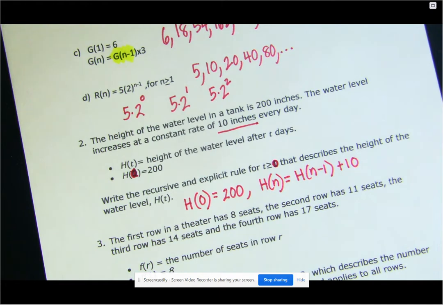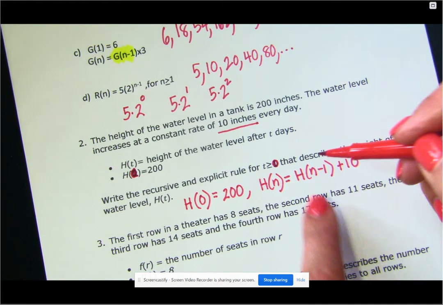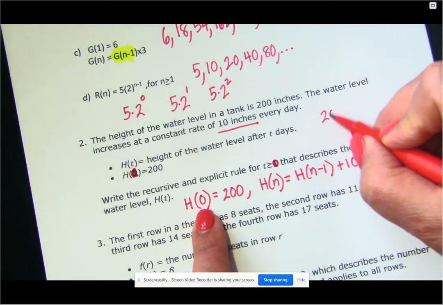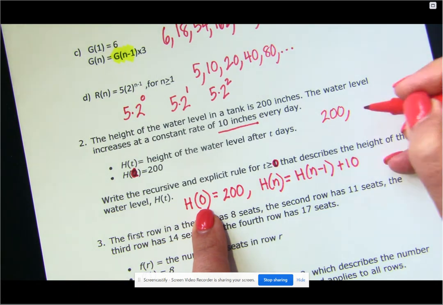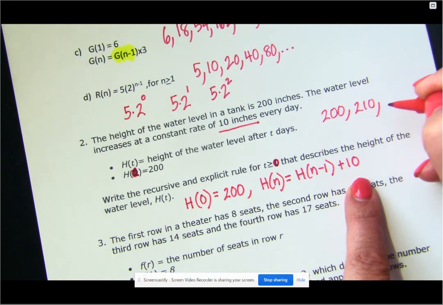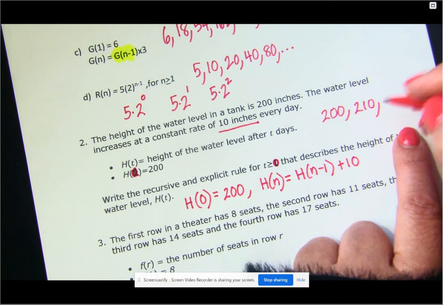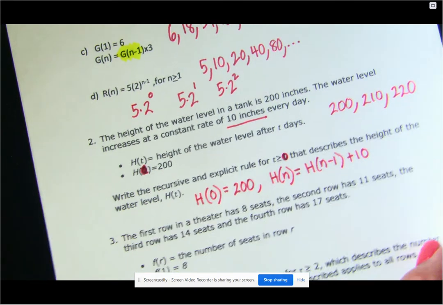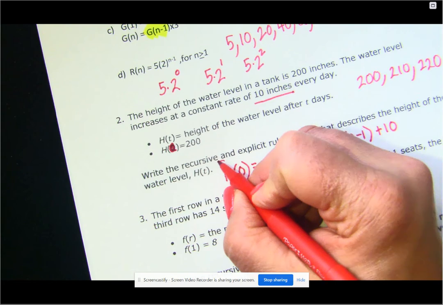Okay? So if I want the first term, starting at 200, that's called the 0 term. If I want the next one, I take the one before it and add 10. 210. If I want the next one, I take the one before it and add 10. Okay, that's the recursive rule. Now, explicit. I'm going to come over here. I'll kind of block this off.